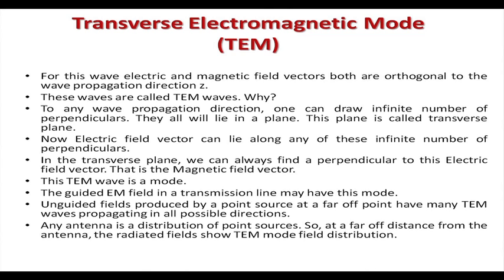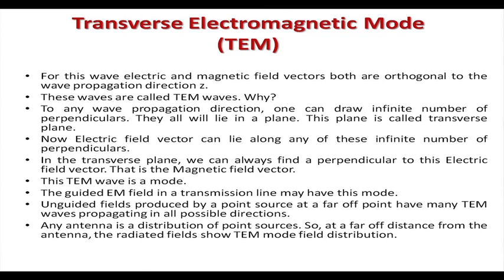Now, in this case also you see that we have electric and magnetic field vectors, both orthogonal to the wave propagation direction z. So, you see that E and H are all lying in the xy plane, and the wave is going in the z direction. The E and H fields do not have any component in the propagation direction. This is the first mode that we introduce: if both the electric and magnetic fields lie on the transverse plane, that means transverse to the direction of propagation, then we call that a TEM mode, or transverse electromagnetic mode.